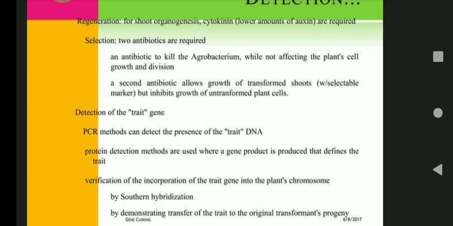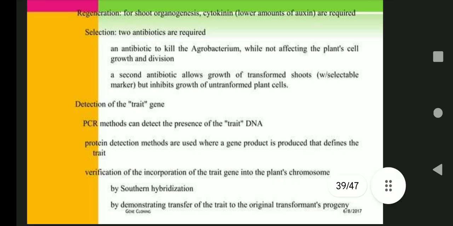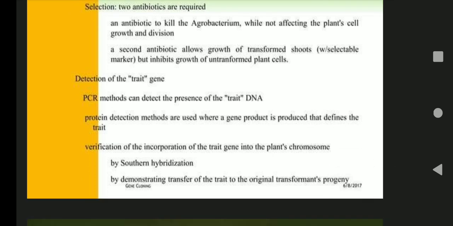What are the various methods by which we can identify this? By antibiotic sensitivity we can identify whether the cells have taken up our gene of interest and are transformed. Further, we can detect them by the PCR method. The DNA can be detected after isolation of the DNA from the particular cell, and we can go for PCR amplification and Southern blotting or hybridization techniques, where we can say that our gene of interest is introduced into the particular plant.